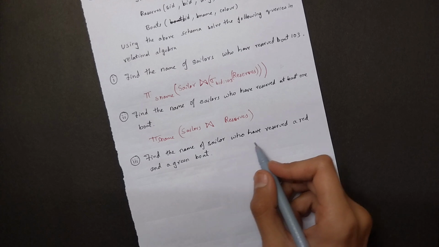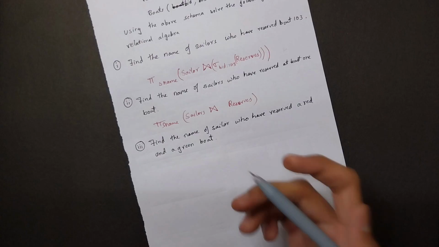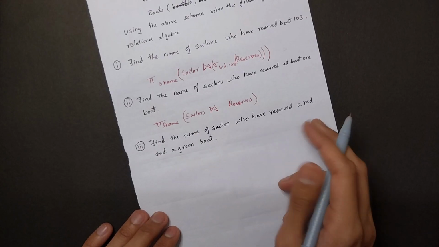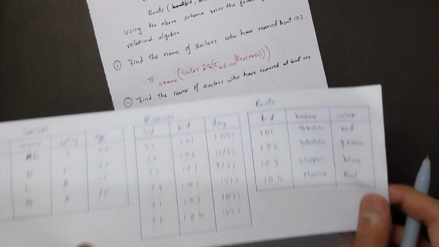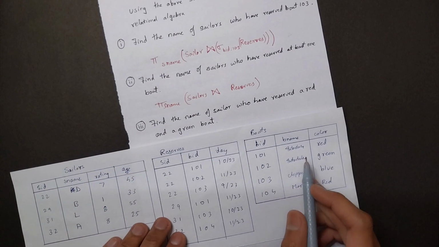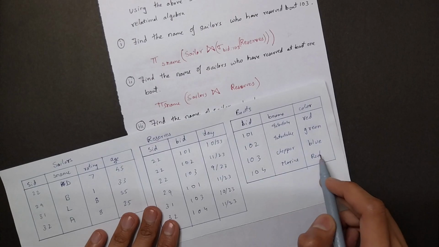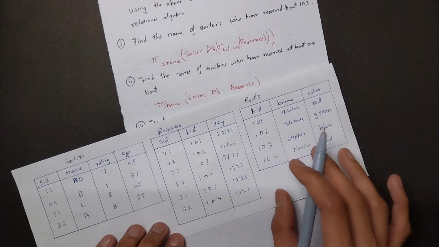Find the name of the sailors who have reserved a red and a green boat. So how do we do this? They are saying we need to find a red boat and a green boat, and the name of the sailor who has them. Let us see the example table, because this is a little bit tricky. Here you can see in boat we have color, and in the color we have red, green, blue and red, right? So we need to select such sailors who have reserved these boats.